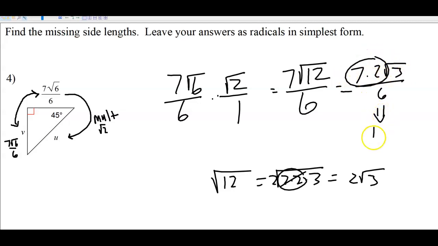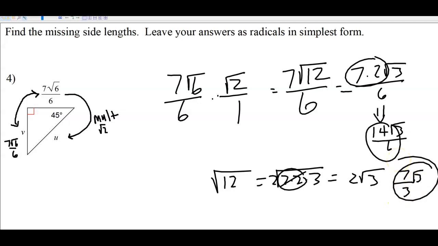And so I have 14 square root of 3 over 6. And we should reduce if possible. So 14 over 6 does in fact reduce to 7 over 3 radical 3. And there's my final answer. So what did we do on this problem? Let's review. We followed our rules.